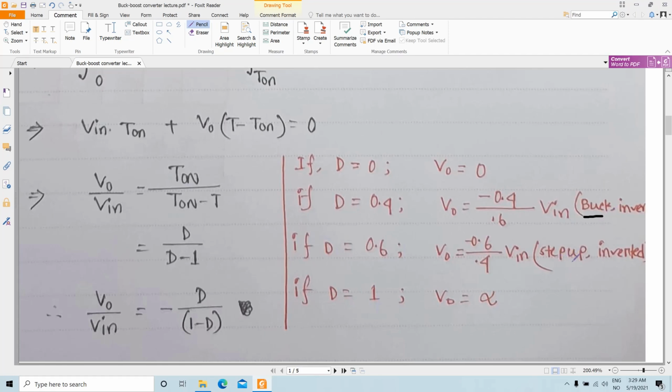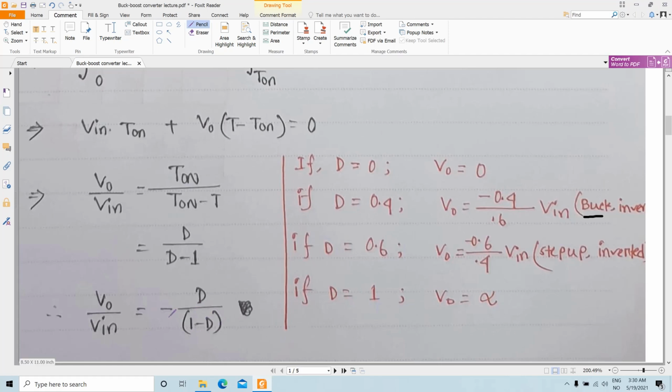So the name buck boost comes from here: this is the same converter that, by controlling the duty cycle D, you can use either in the buck mode or in the boost mode. But one important thing here is that this is an inverting converter. That means the output voltage is inverted. We have a negative sign here. I will explain it in the next slide.